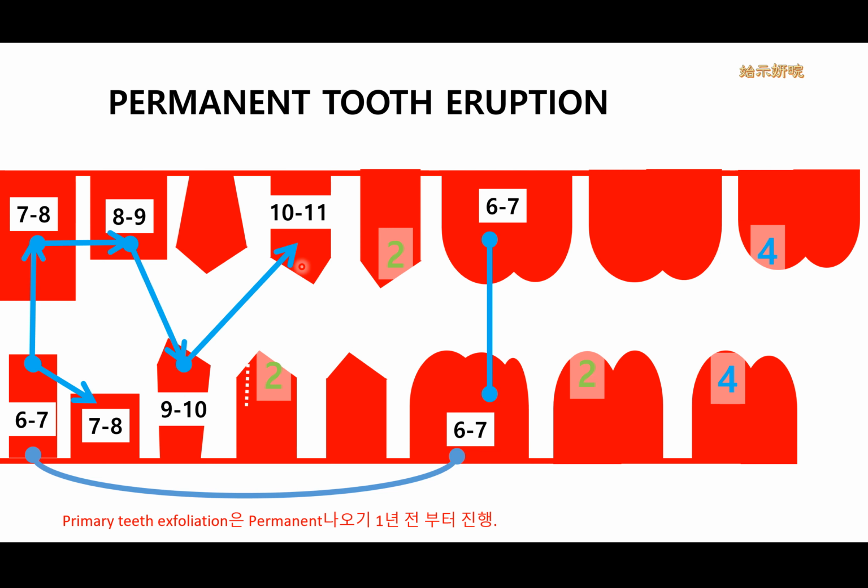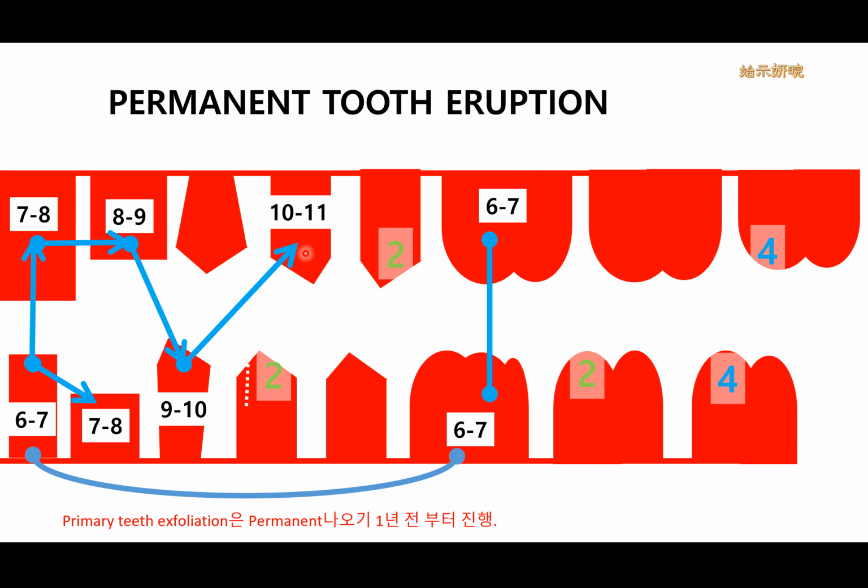After this, the maxillary premolar erupts at the age of 10. We all see the chain of numbers, the eruption numbers: 6 to 7, 7 to 8, 8 to 9, 9 to 10. They are like a train, right? A number train. So 9 to 10, and at the age of 10, the maxillary first premolar erupts.